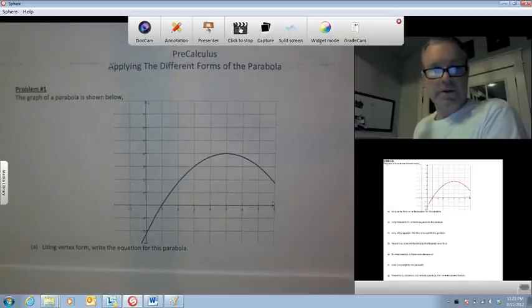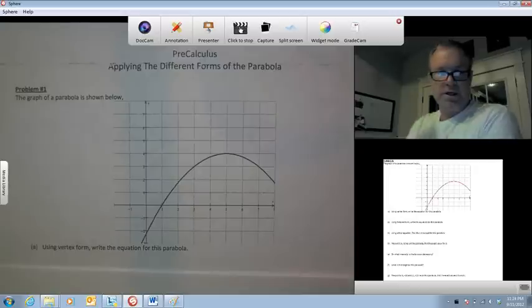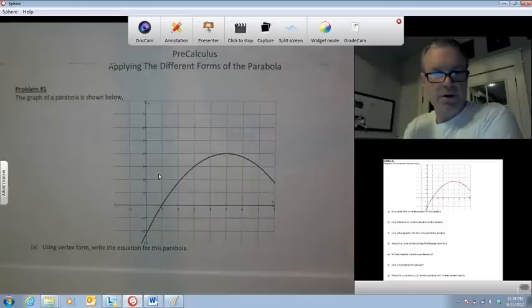Alright, we're going to give this a shot here. First lesson of the virtual lessons: pre-calculus, applying the different forms of the parabola. So you guys should get out this sheet. I will have attached it next to the video. Get that out, and then you're going to follow along with me, or you have already completed it.